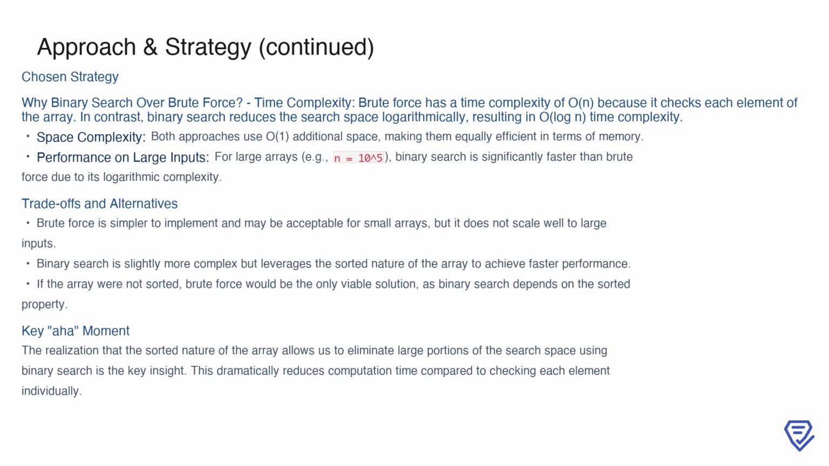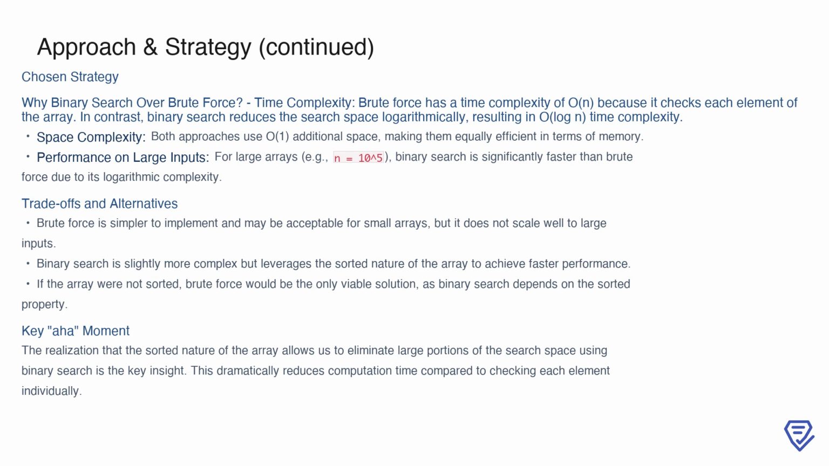However, the performance difference becomes significant for large arrays. For example, if the array has 100,000 elements, binary search completes the task in just about 17 iterations, whereas brute force would require examining all 100,000 elements. This makes binary search far more efficient for large datasets.